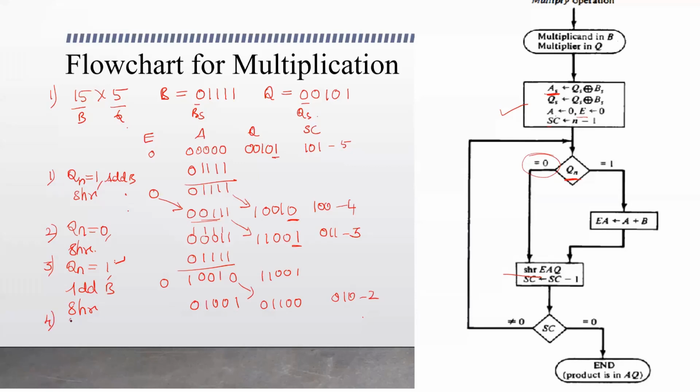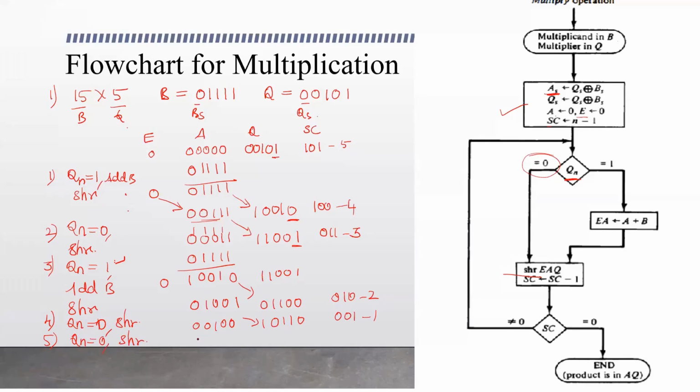The next step is again check Qn. Qn is 0 now. So only perform shift right. 0, move it 1 bit right. 0, 1, 0, 0. And this 1 here, 1, 1, 1, 0. 1, 0, 1, 1, 0. Okay, so when you decrement this 1, the next step is check Qn again, it is 0, so shift right.